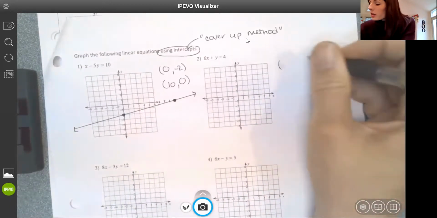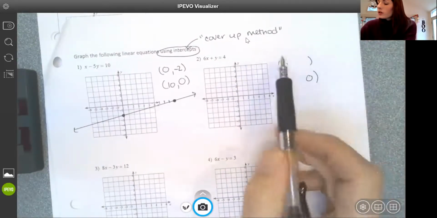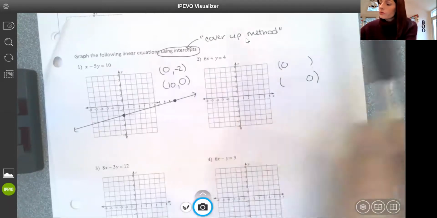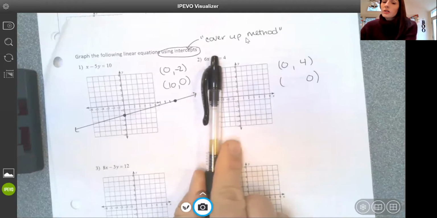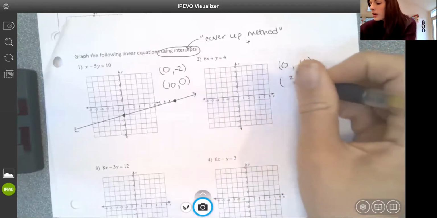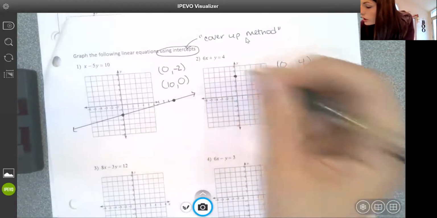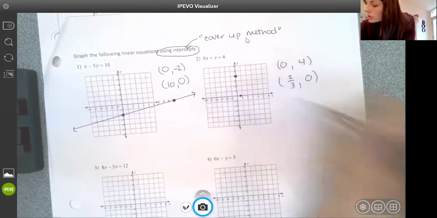Using the cover-up method on number 2. So I go, okay, that's an equation in standard form. What if x was 0? Well, then y would equal 4. If y was 0, now this one gets a little tricky. What would x equal? 2/3. Yeah, exactly. 4/6, which reduces to 2/3. So I go 0, 4, and 2/3, 0. So here-ish.